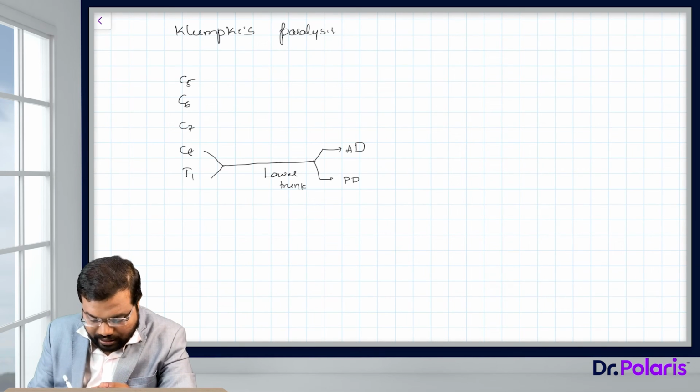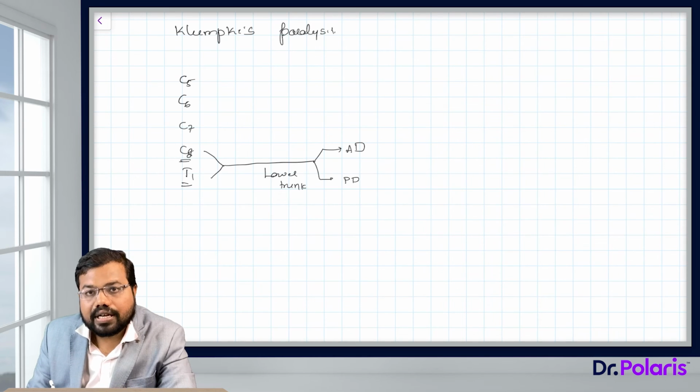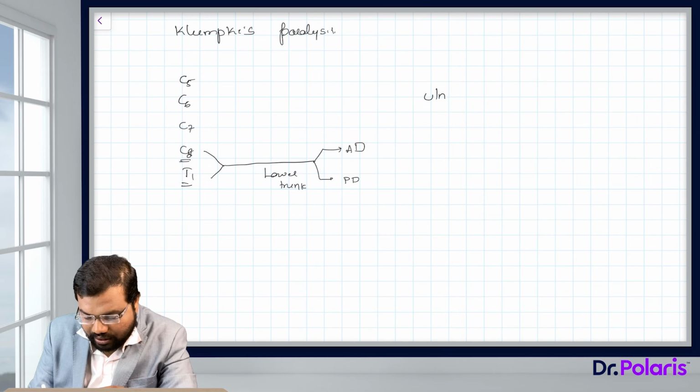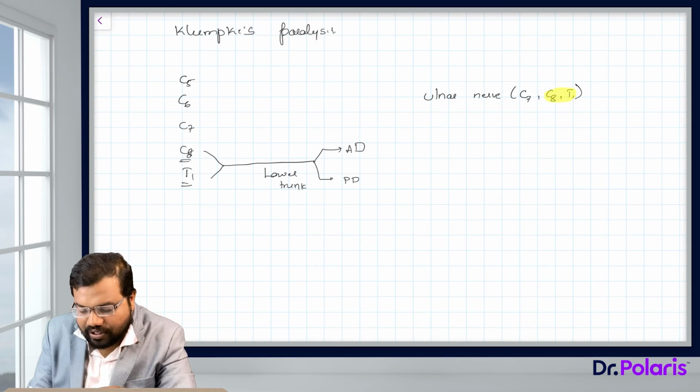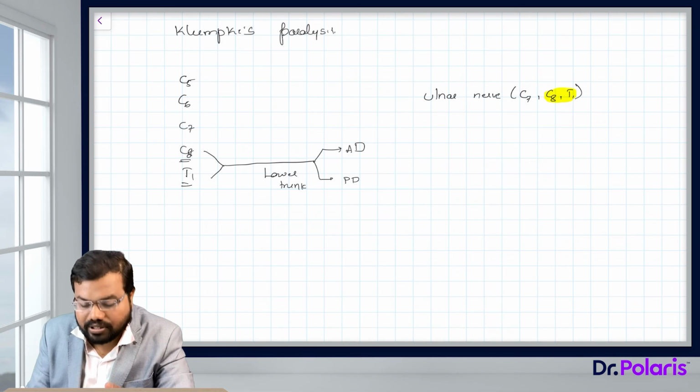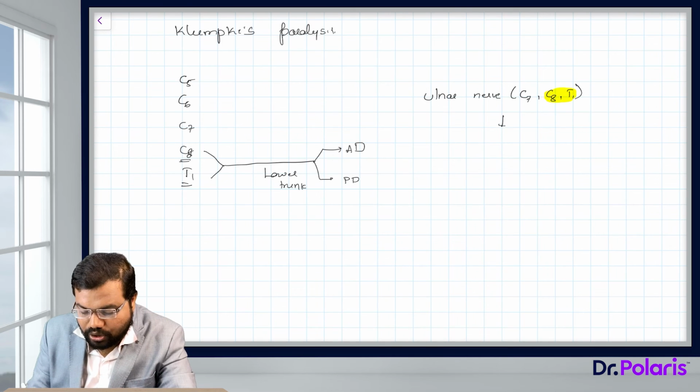In that, the root values are C8 and T1. C8 and T1 form the majority of the ulnar nerve. The ulnar nerve has C7, C8 and T1 as its root values, and C8 and T1 are the major fibers. Only minute fibers of C7 are present. So once C8 and T1 are damaged, almost the entire ulnar nerve is damaged. The ulnar nerve usually supplies the intrinsic muscles of the hand.